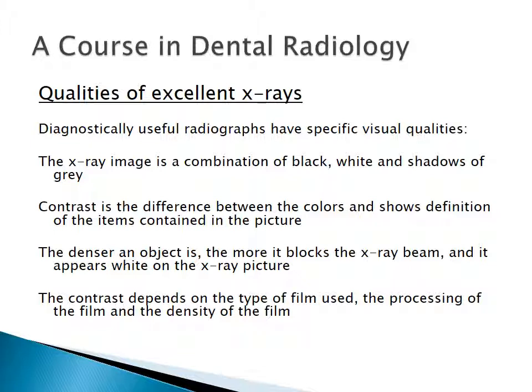So a diagnostically useful X-ray has some very, very specific qualities. It should be a combination of black, white, and some shadows of gray. Your contrast is a difference in colors to show the definition of whatever's going on in that picture. So the denser the object, the more it's going to block the X-ray beam, and the whiter it's going to come out. So your contrast is going to depend on the type of film you used, their processing technique, and the density of that film.